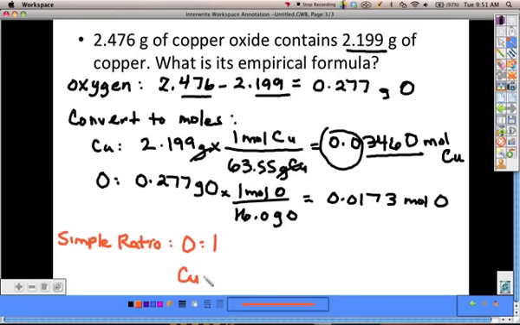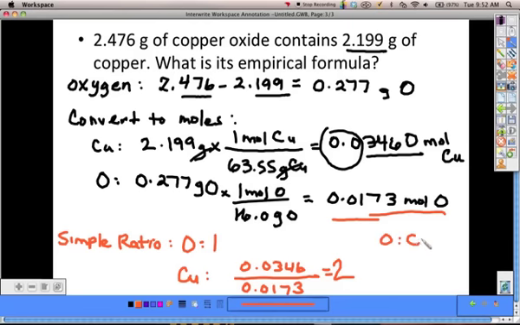My copper, I'm going to actually calculate out, it's 0.0346 divided by 0.0173. What do we get? Where did you get 0.0173? That is my moles of oxygen, which is my lowest moles. 2. So my ratio of oxygen to copper is 1 to 2.